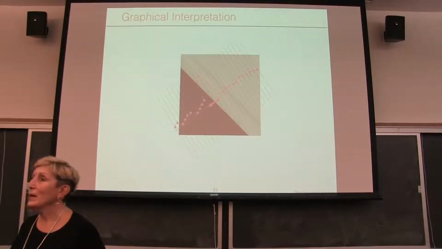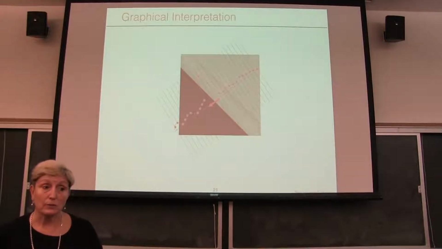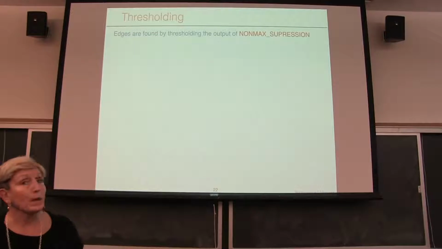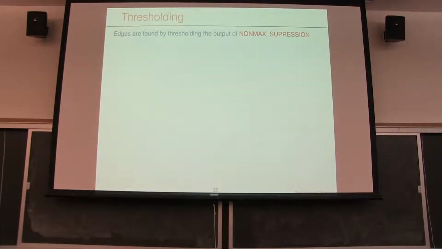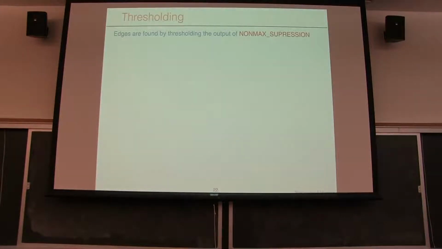All right. So now I need to find the threshold. And finding the threshold is something I'm going to do after doing the non-max suppression. So I'm going to have that output of non-max suppression, and I'm going to threshold that. But finding a good threshold is tricky. It's kind of an art.